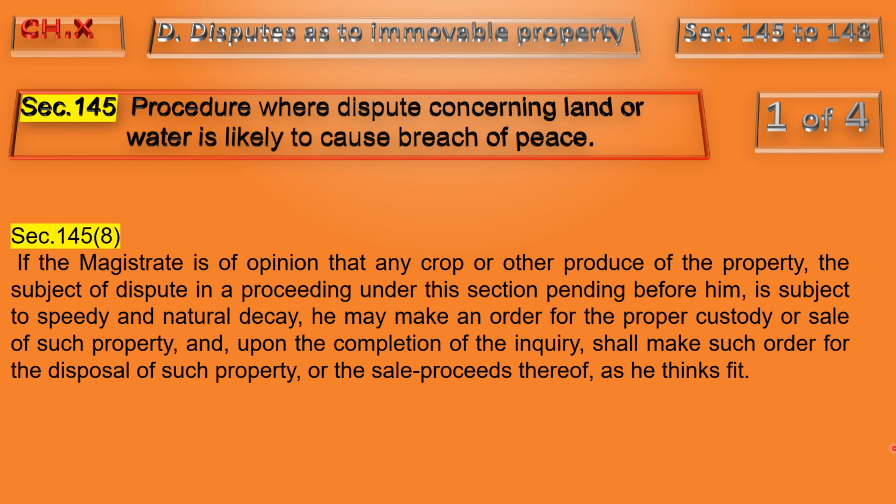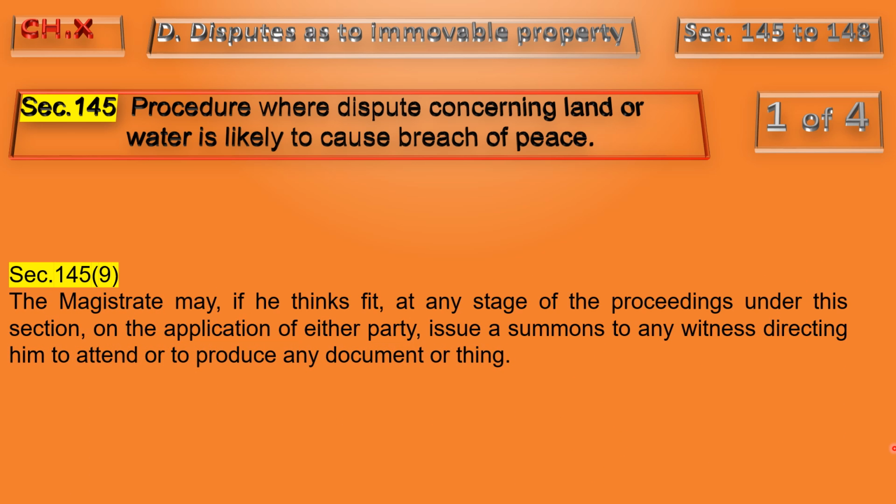The inquiry takes time. During that time, if there is a crop or some property which is of perishable nature, which is subject to speedy decay, well, then the magistrate may either order for a proper custody of it or may even sell that property. Don't worry, the sale proceeds will be given to the owner. Okay, now we come to the ninth point, subsection 9 of section 145. The magistrate may, if he thinks fit, at any stage of the proceedings under this section, on the application of either party, issue a summons to any witness directing him to attend or to produce any document or thing.